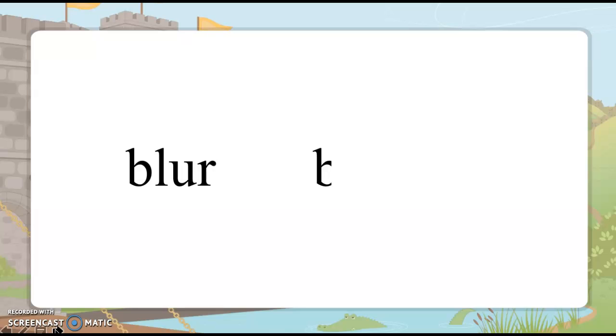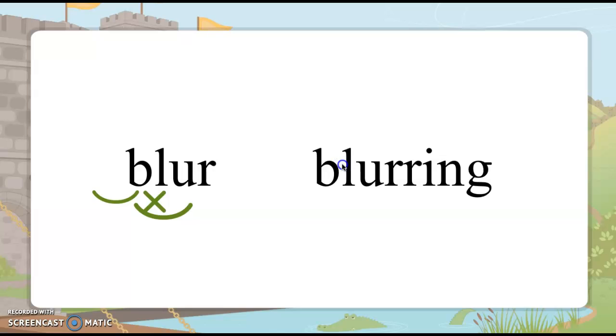Let's look at another one. We're going to arc our BL, X our U, and arc our UR. This word is blur. Now, when we are going to add suffixes, the same rule is going to apply. If we wanted to make this word blurring, we don't have a consonant following our UR diphthong, so we have to add another R. So to write the word blurring, we're going to rewrite the word blur, add an R, and then add the suffix ing and underline it.